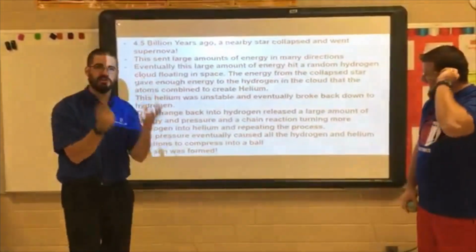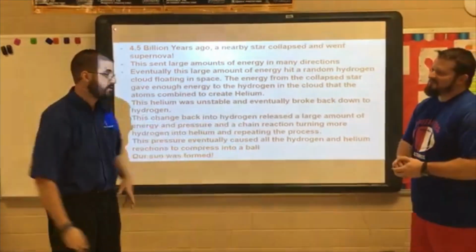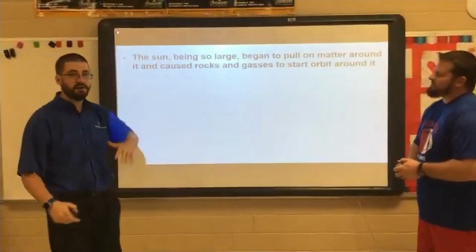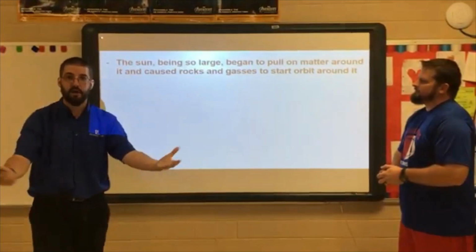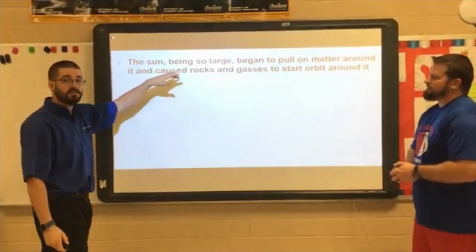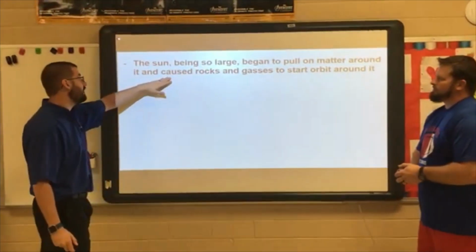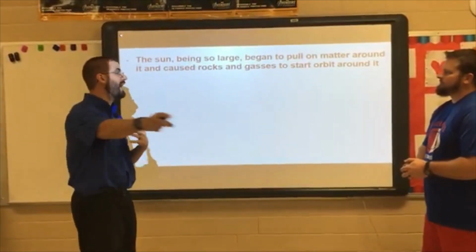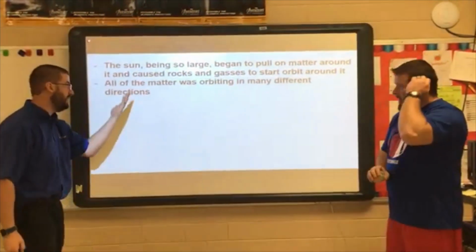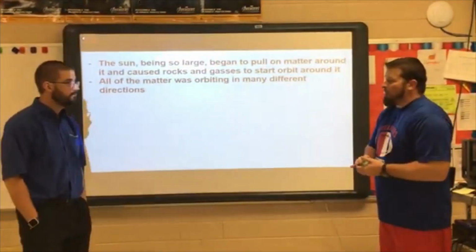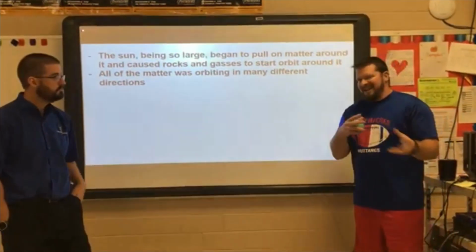Now we have our sun, so now we got to get the rest of our solar system. So what happens is, as we talked about in a previous lesson, the bigger you are, the more gravity you have. So the sun, being so large, began to pull on matter around it and cause the rocks and gases to start orbiting around the sun. But there was a problem with that. All the matter was orbiting in many different directions.